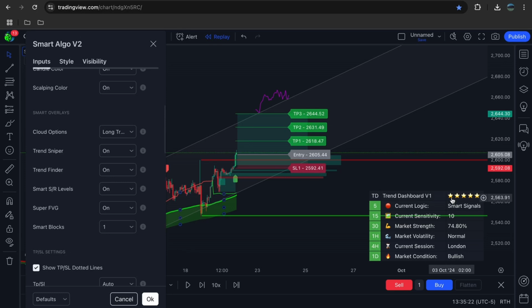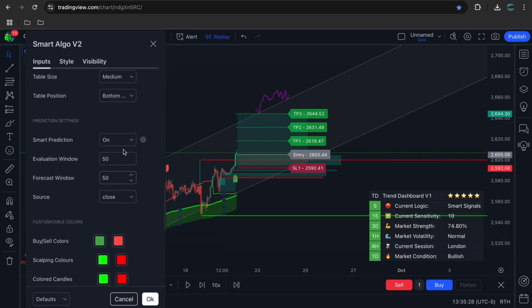Now it's time to bring in the Smart Prediction tool. If the Smart Prediction tool aligns with the direction indicated by the Trend Finder and Smart Cloud, it adds another layer of confirmation. For example, if the prediction suggests an upward move and you've already confirmed bullish conditions from other features, this tool reinforces your decision to enter a buy trade.